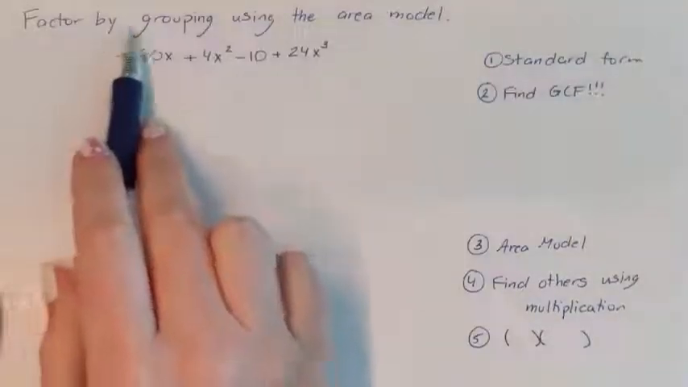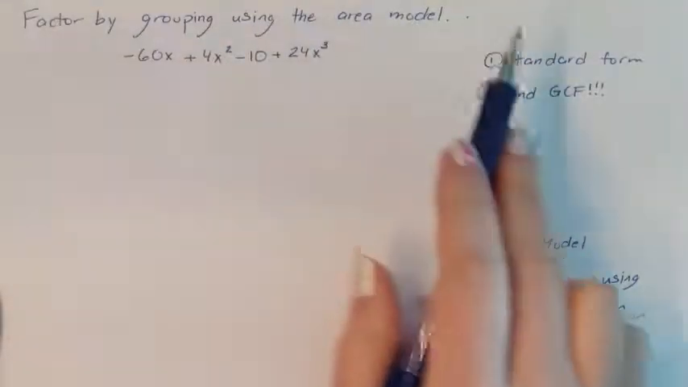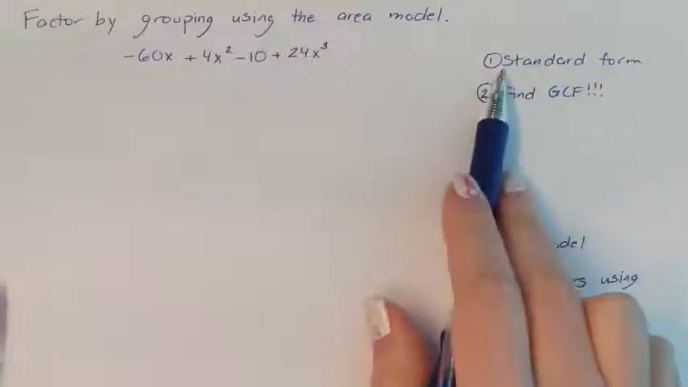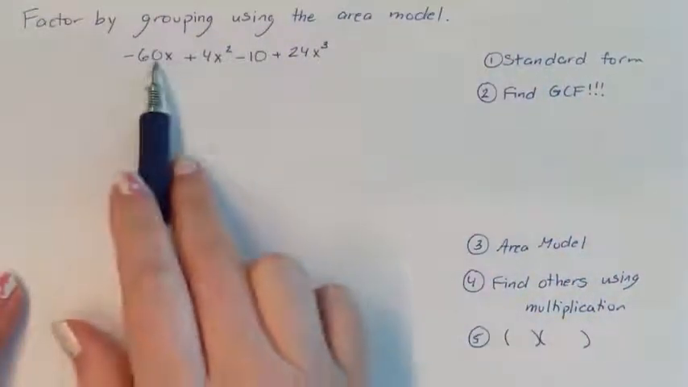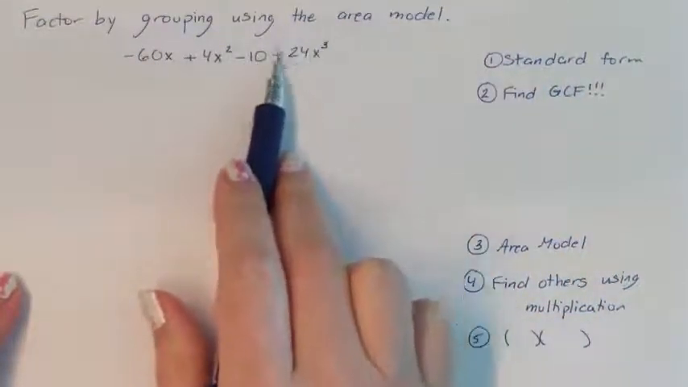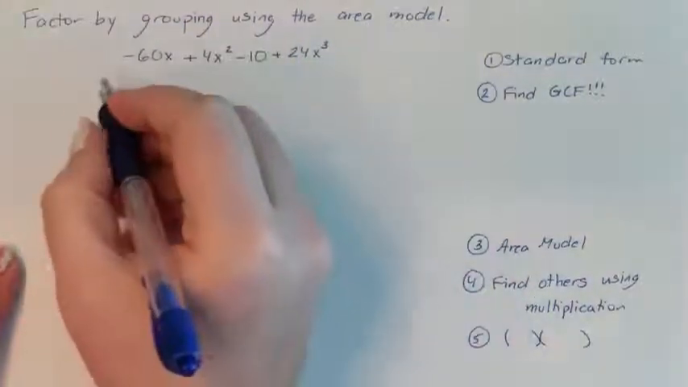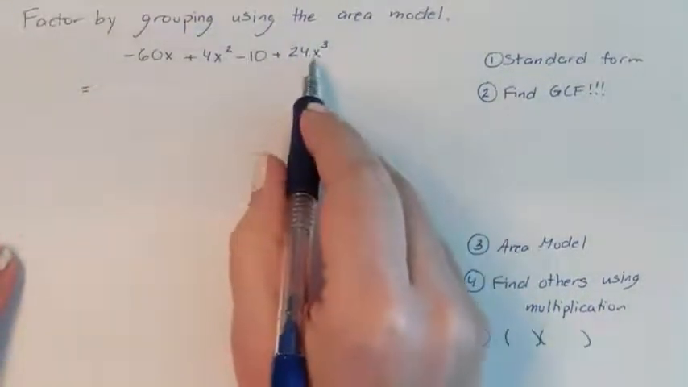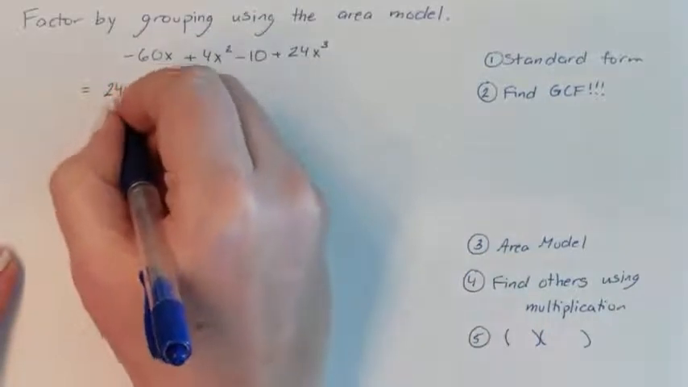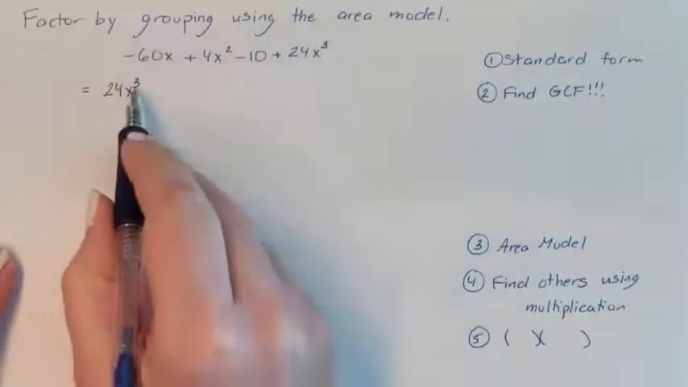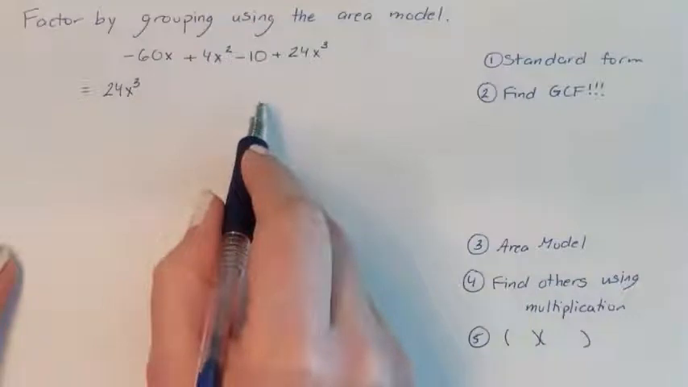So we're being asked to factor by grouping using the area model. The very first thing you need to do is you always need to make sure you're in standard form first, which means the highest exponent needs to be written first. My highest exponent is a 3, so that should have been the first term. And that is a positive 24x to the third, so I'm going to write a positive 24x to the third. If that's 3, my exponents are now supposed to go down in descending order.